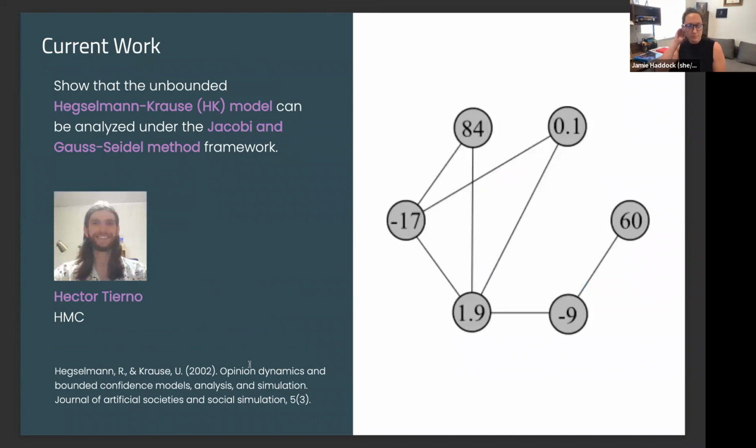Okay, so in some ongoing work with my student Hector, we've showed that the Hegselmann-Krauss model in opinion dynamics, which is really a node-centric model, can actually be analyzed using convergence results from the Jacobi and Gauss-Seidel method literature. In fact, if you've taught numerical analysis to undergraduates, you probably taught some of the results that we can use to analyze these very interesting opinion dynamics models. We're working right now on analyzing a family of bounded confidence models that are both edge and node-centric using residual bounded iterative methods in numerical linear algebra.